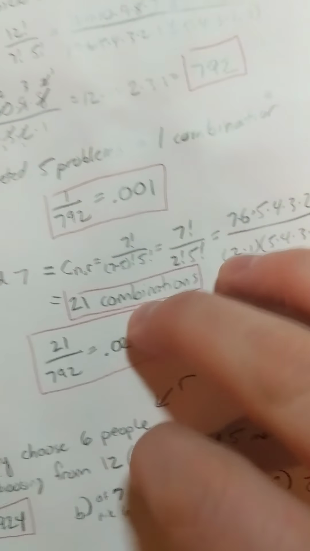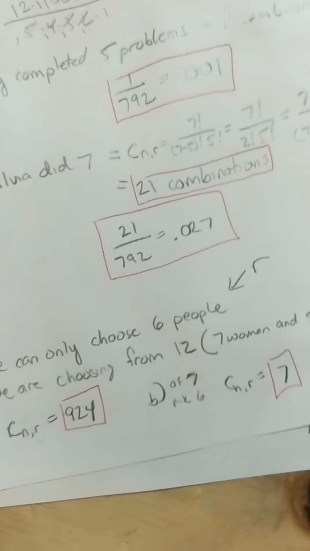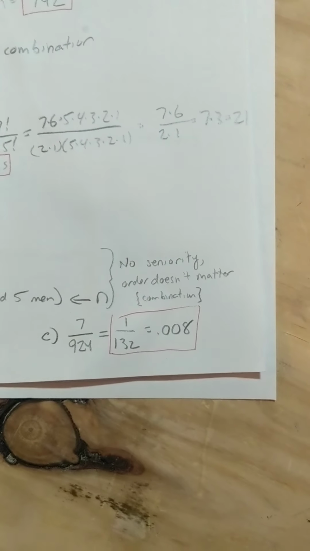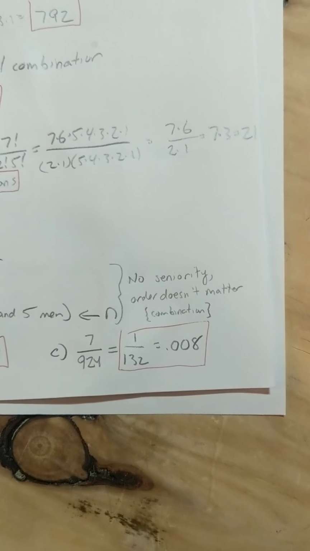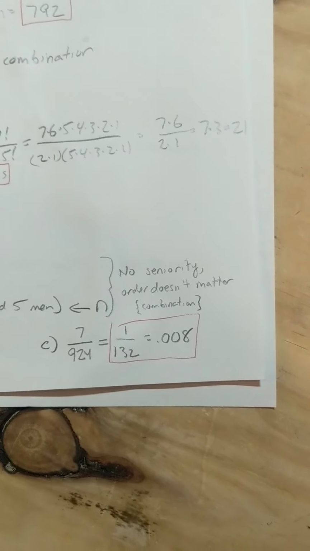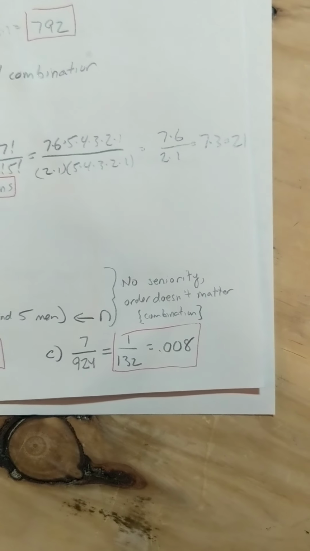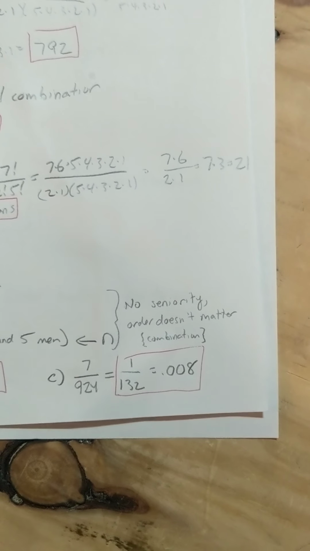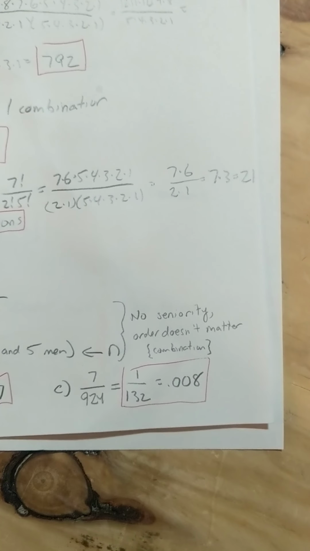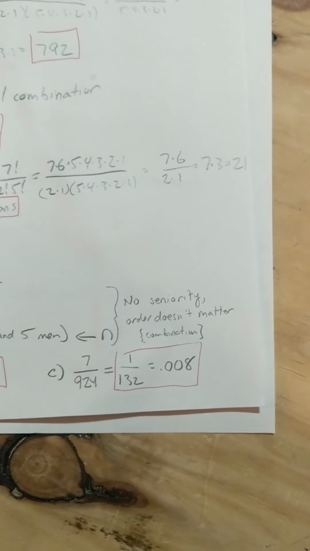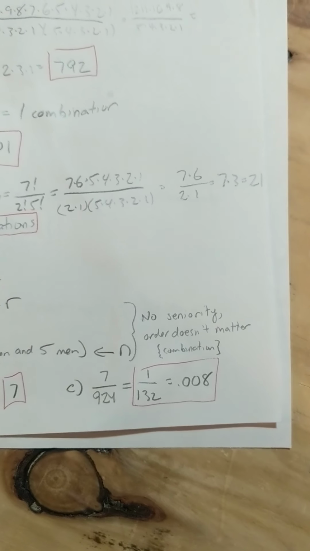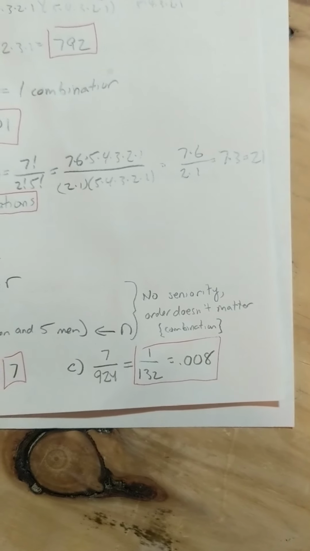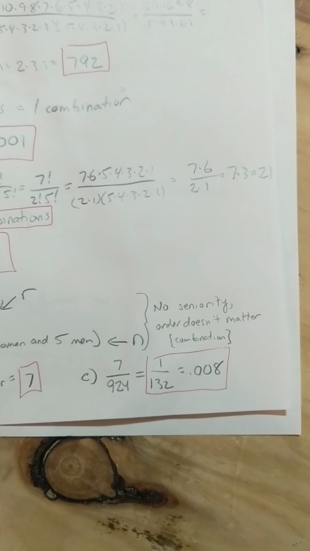Now the last part is, what is the probability? Oops, sorry about this, guys. What is the probability of picking all women? Well, given that there are 924 different ways to select 6 people from 12, there are only 7 ways that you can select 6 people from the 7 women. So therefore, there's a 1 in 132 chance, or a 0.8% chance, that if you randomly pick from 12 people, they will all be women.